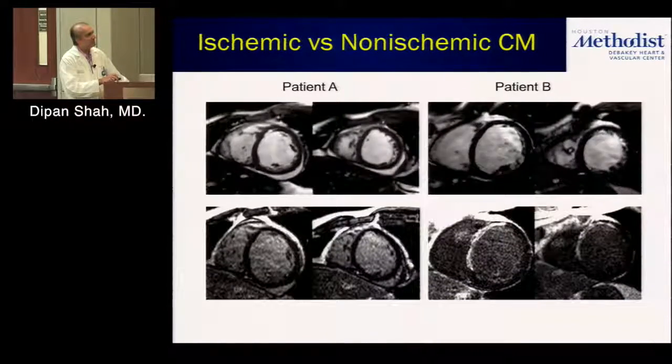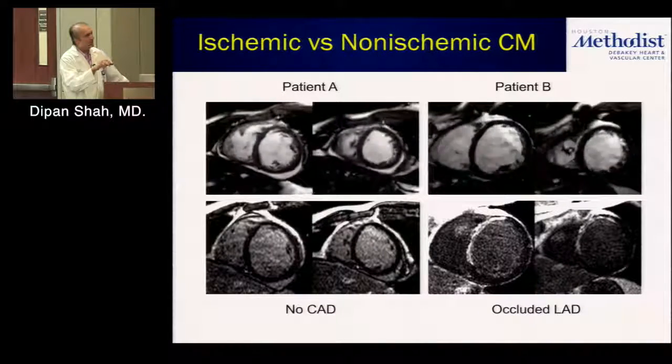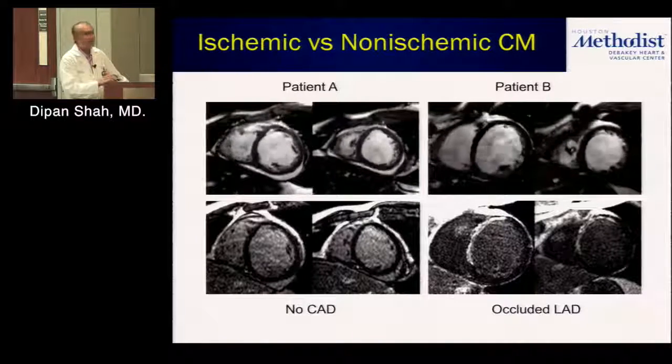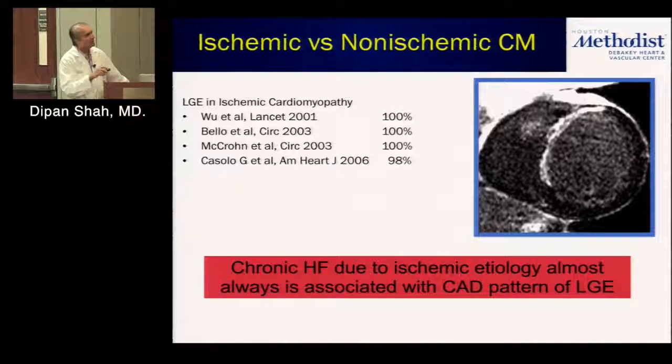Let me skip past this. The first case was more global dysfunction. This is a case with more regional dysfunction. But again, simply looking at the delayed enhancement MRI findings can help you identify the one with ischemic heart disease versus the one without. And in fact, there's now been 4 studies in the literature which have really demonstrated that in the setting of chronic heart failure due to ischemic etiology, there's almost always CAD pattern hyperenhancement present. So in these studies, you're talking about a sensitivity of 98 to 100%.